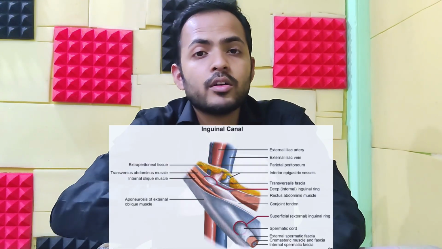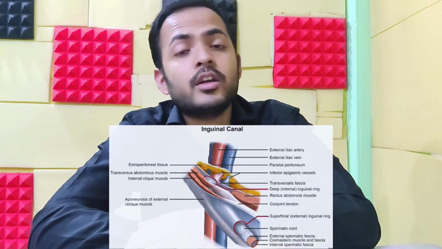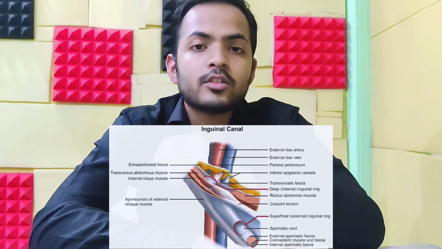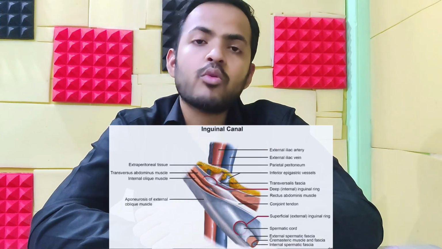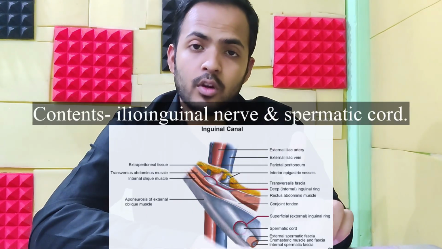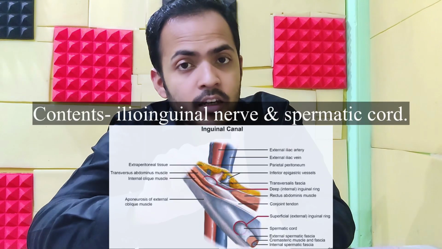Now the main point: when the examiner asks you in viva, what are the contents of this inguinal canal? You have to answer only two contents. First of all, the ilioinguinal nerve and then the spermatic cord. Your examiner will ask you, what are the components of the spermatic cord? Well, I talked about these parts in the testis part of my video. You can check that. Now, extra additional knowledge point for you.